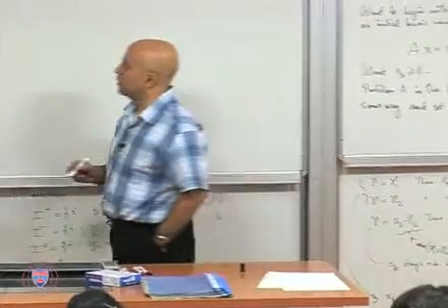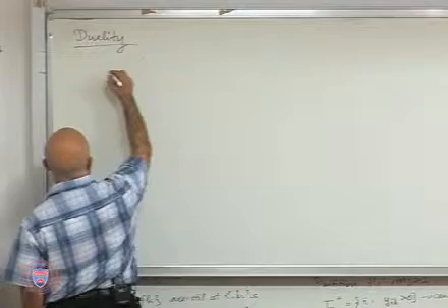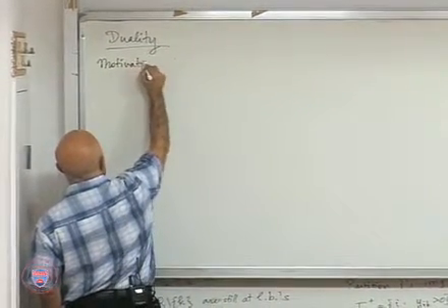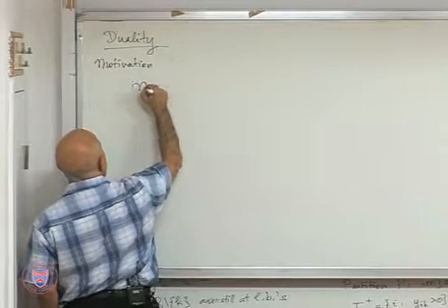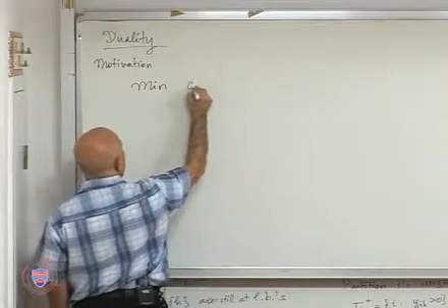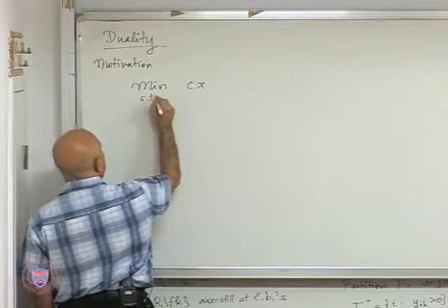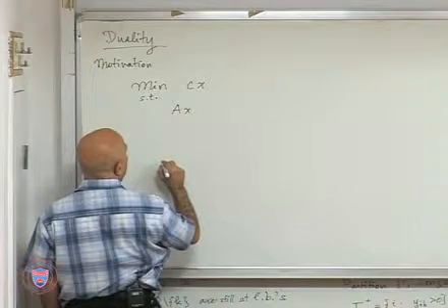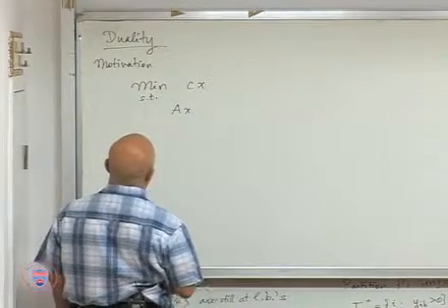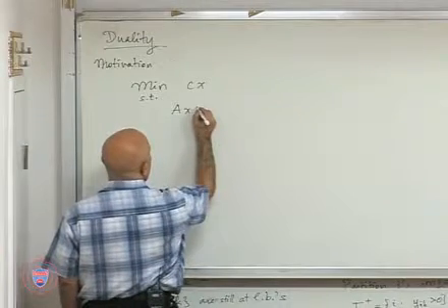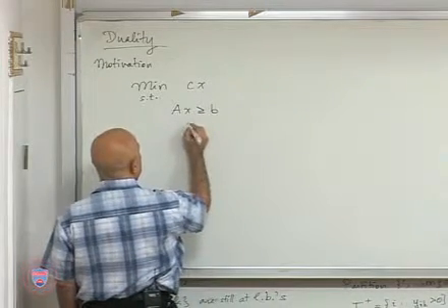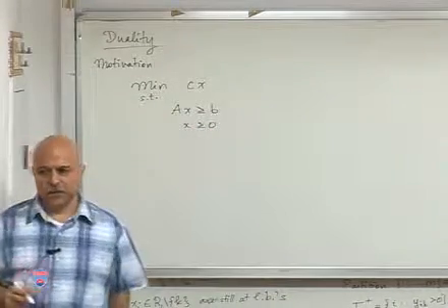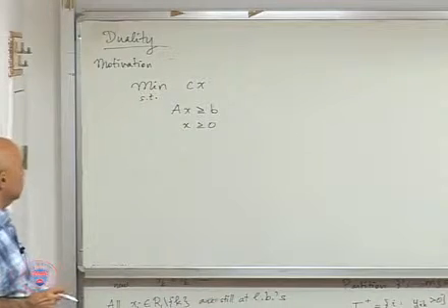To motivate the dual, let's just look at a problem of the following sort. Suppose, say, we're minimizing Cx subject to Ax greater than or equal to b, x greater than or equal to 0. So this is the canonical form minimization problem. Okay?